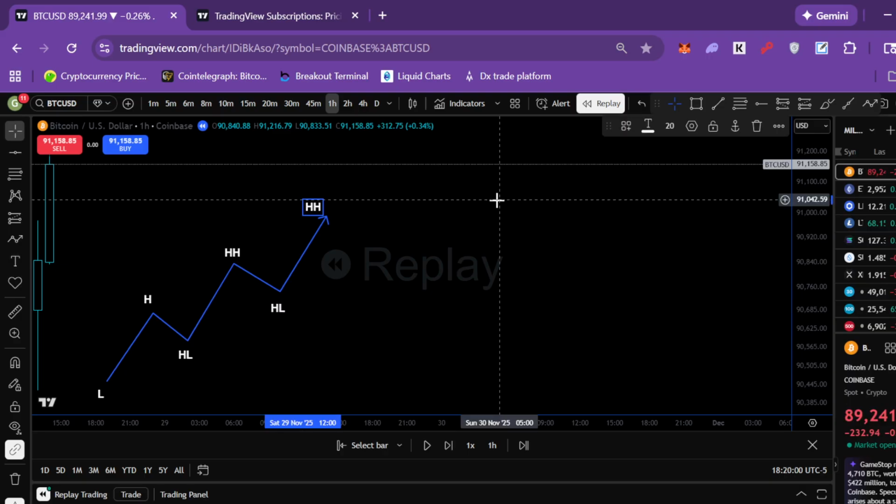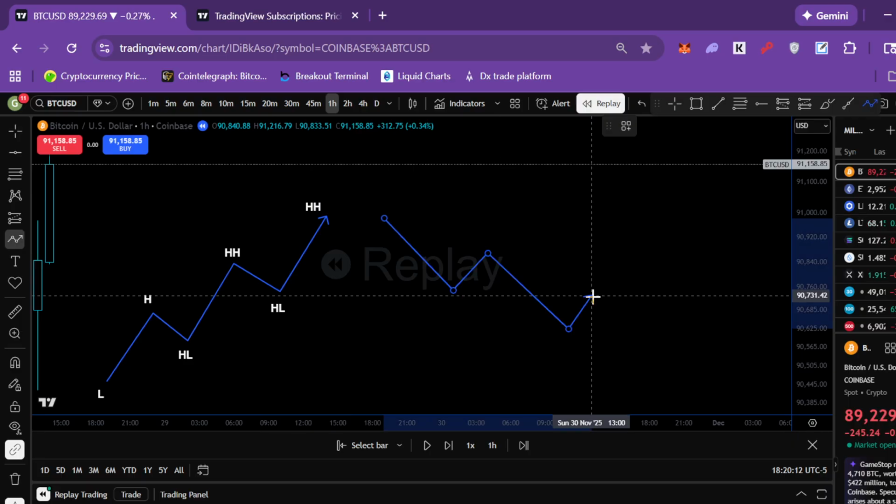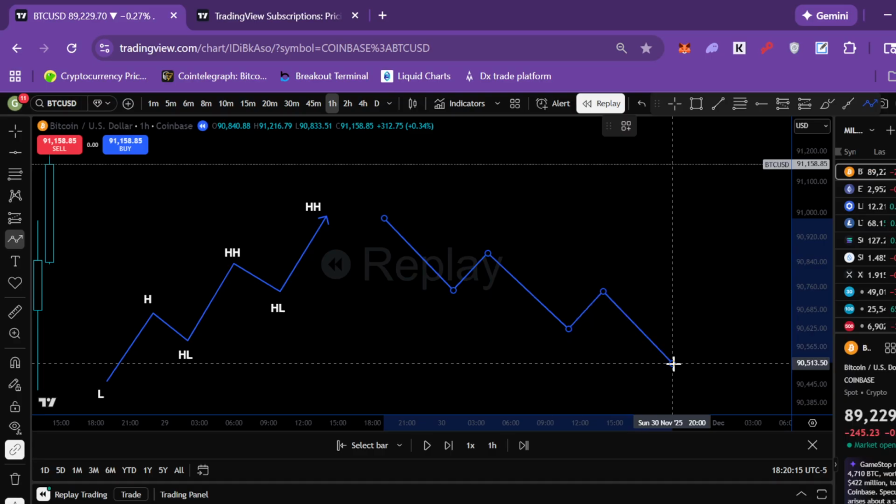Now, a downtrend is basically the same thing but in the opposite direction. You're gonna start off up here, it's gonna push down, it's gonna give you a pullback, push down, pullback, push down, right? So in this instance, in a downtrend, we will be looking for sells.